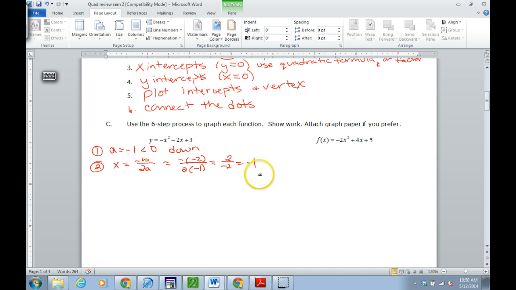Now that we know the x value, we've got to plug that back in to find our y value. So it'll be y equals negative (negative 1) squared. Now make sure you put that into parentheses, or you might end up with something totally different in your calculator. No CASs on the test. Only non-graphers. So this ends up being negative 1 plus 2 plus 3, which ends up being 4. So our vertex in this case, the x value is negative 1, the y value is 4.